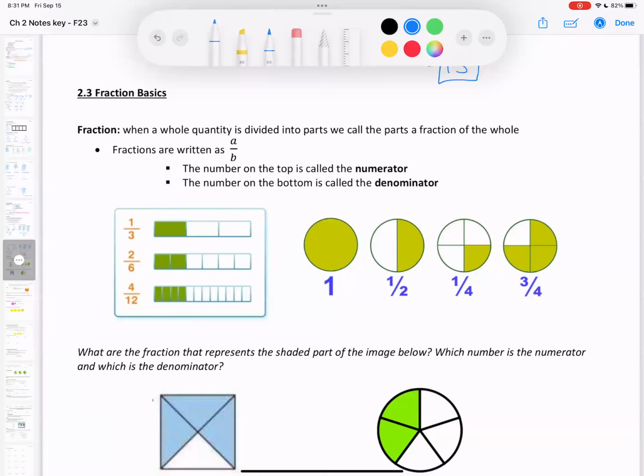So we would write a fraction as a over b, some number over another number. The number on the top is called the numerator. And the number on the bottom is called the denominator.